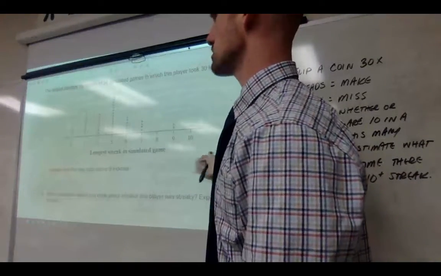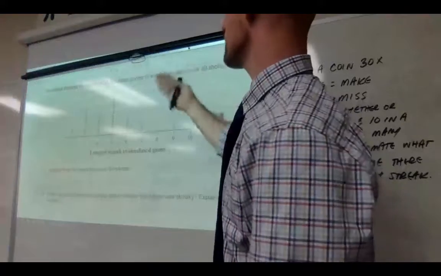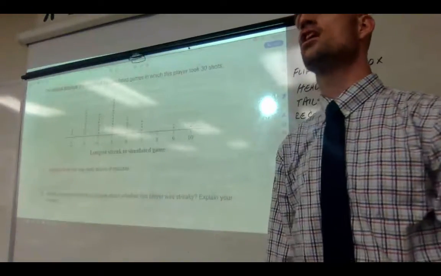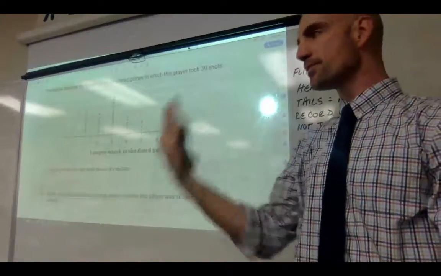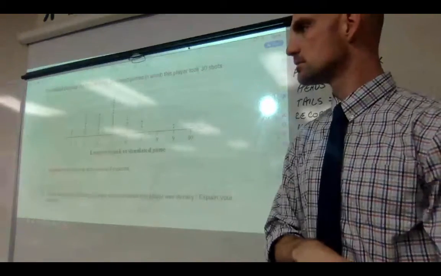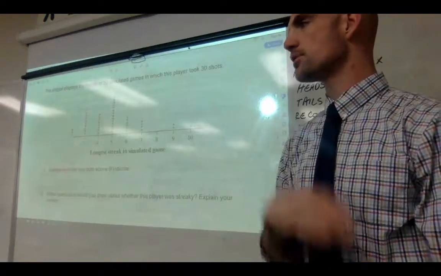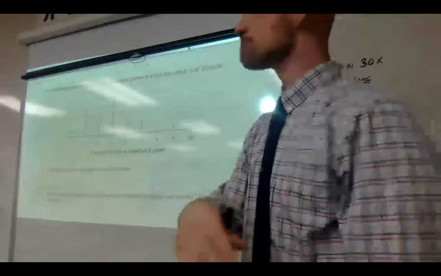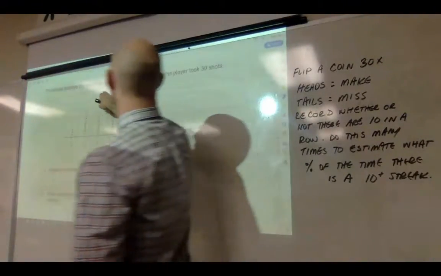So what they did was this. The dot plot displays the result of 50 simulated games in which the player took 30 shots. So what that means is they flipped the coin 30 times, 50 times.